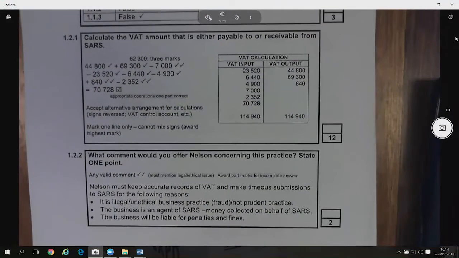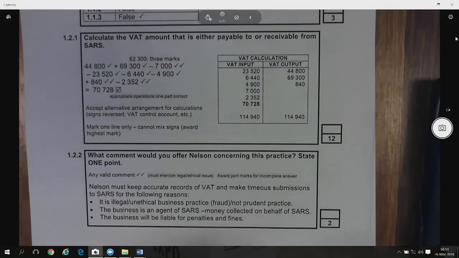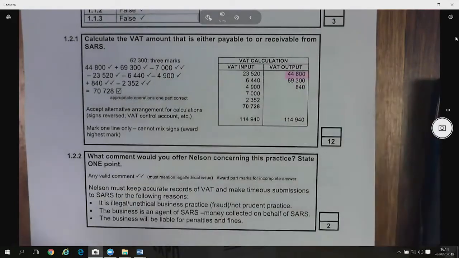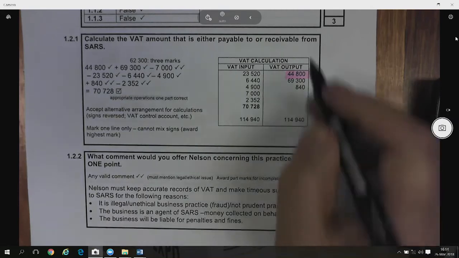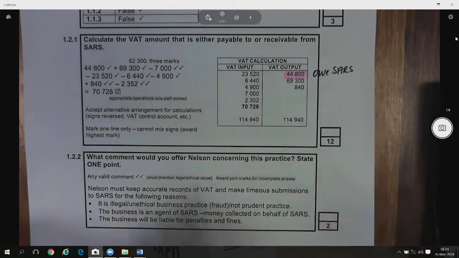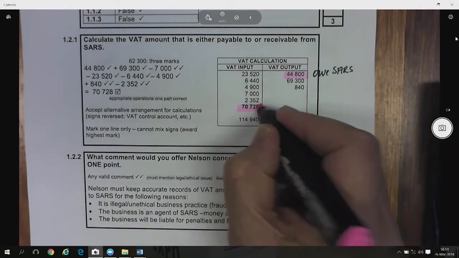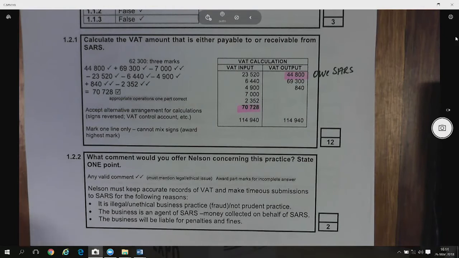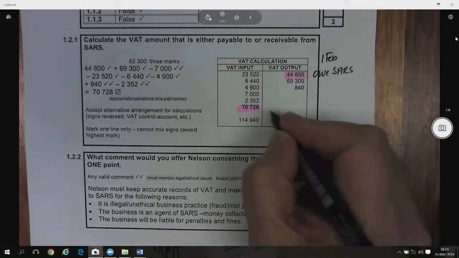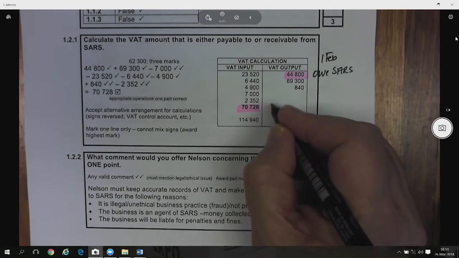I just want to quickly show you the memo. I want to show you this VAT calculation. Can you see what happened here? They start with that amount that we owe SARS on the output side. That is the amount that we owe SARS on the output side. Then they don't show any negatives. Can you see there? They only show positives, and there's the balance at the end of the day. 70728, the balance at the end of the day. Owe SARS on the 1st of February, and that is on the last day of February.